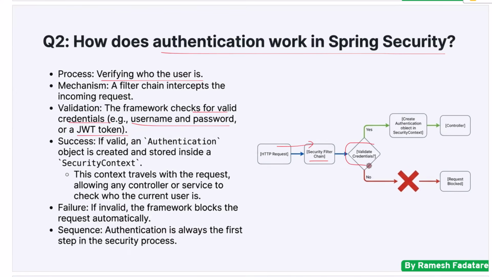If the credentials are valid, Spring Security creates an authentication object and stores it inside a security context. This security context travels with the request, so any controller or service can check who the current user is. If the credentials are invalid, the framework blocks the request automatically. Authentication is always the first step in the security process.